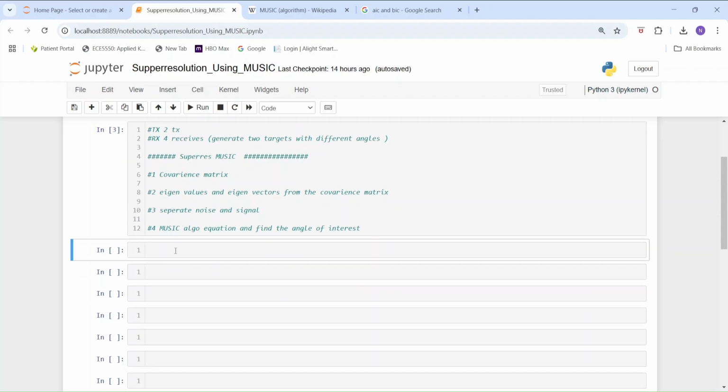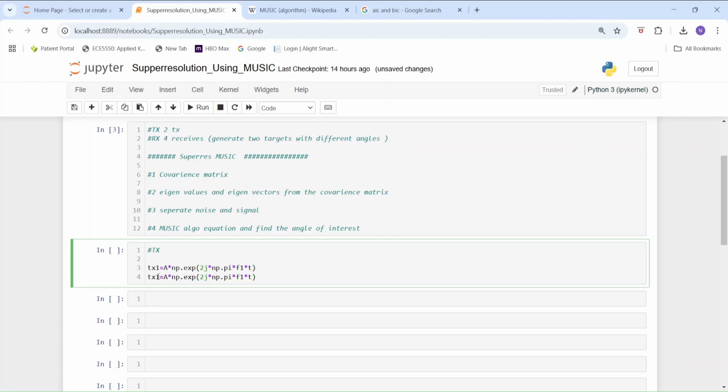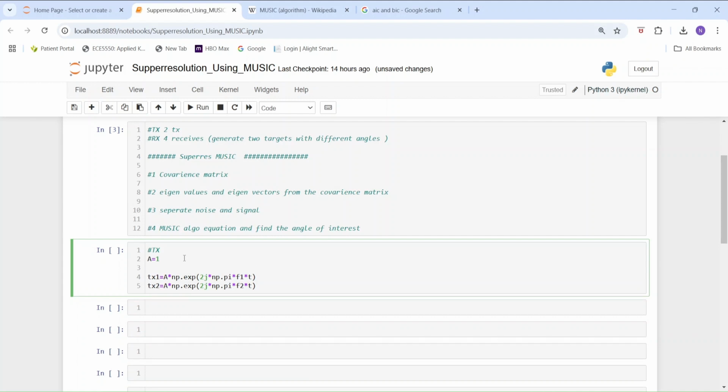So let's get started. First things first, we have to create two transmit signals. We all know, let's say tx1, we have amplitude, and then we have the exponent, np.pi, then the frequency component and the time vector. So this is a sinusoidal wave equation, and I'm going to copy it and paste it again, because we are going to have two transmit signals coming from two different transmitter antennas. So tx2, just changing the frequency right here. I'm keeping the amplitude the same for both signals, normalized amplitude, but we'll change it later and see how that impacts the MUSIC algorithm.